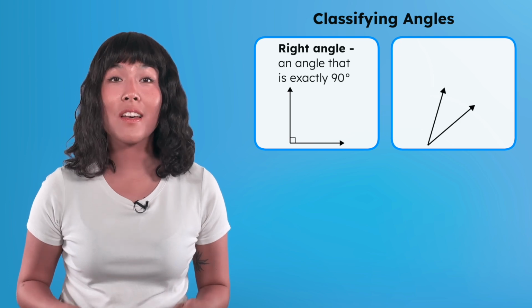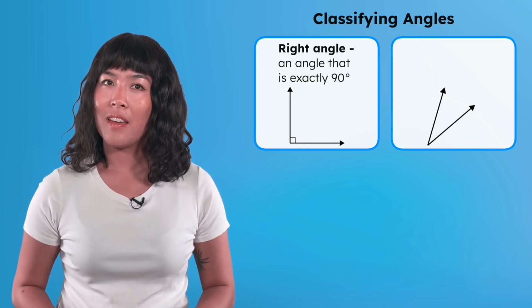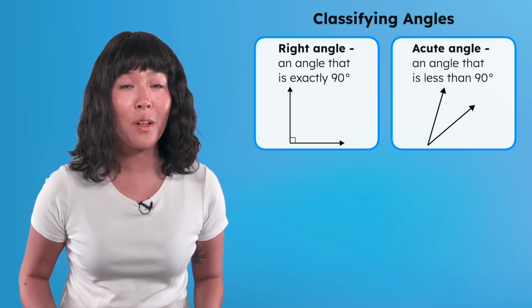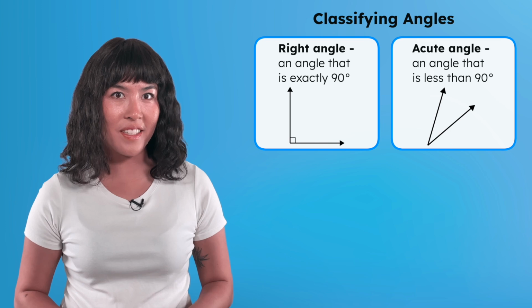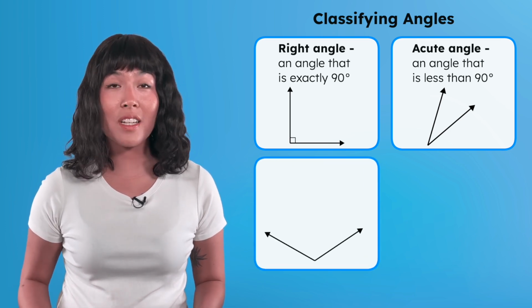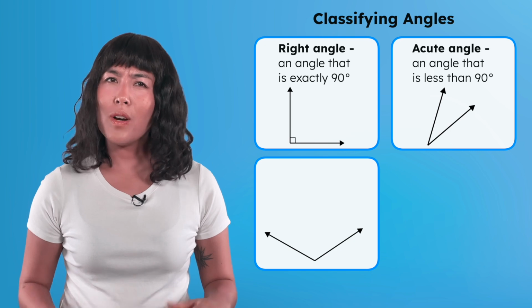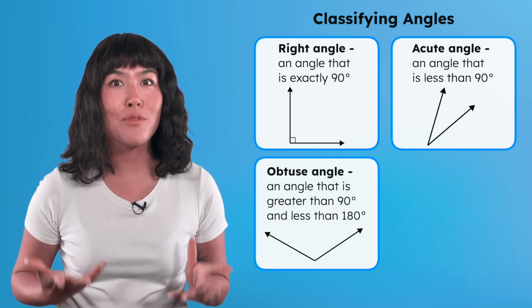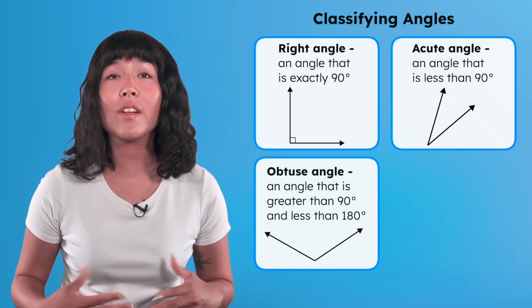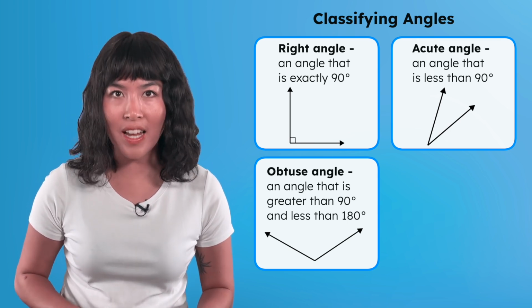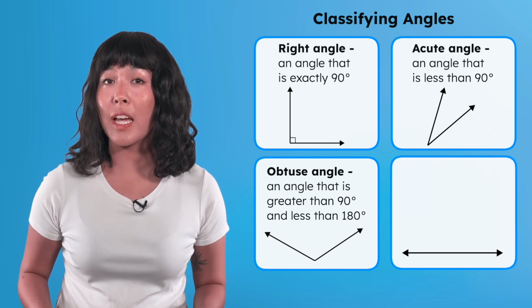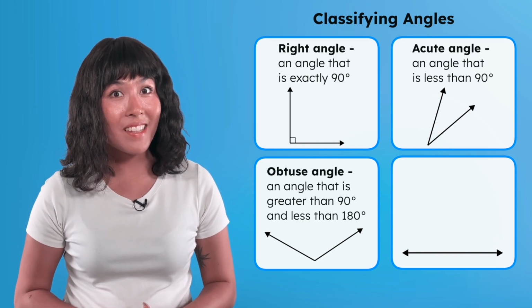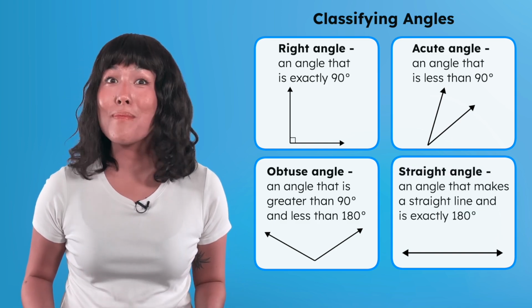This angle measure is smaller than the right angle. How would we classify it? This is an acute angle because it measures less than 90 degrees. This angle measure is larger than the right angle. What type of angle is larger than a right angle? An obtuse angle is an angle that measures greater than 90 degrees and less than 180 degrees. There is also a specific name for an angle that measures exactly 180 degrees. It's called a straight angle because it makes a straight line.